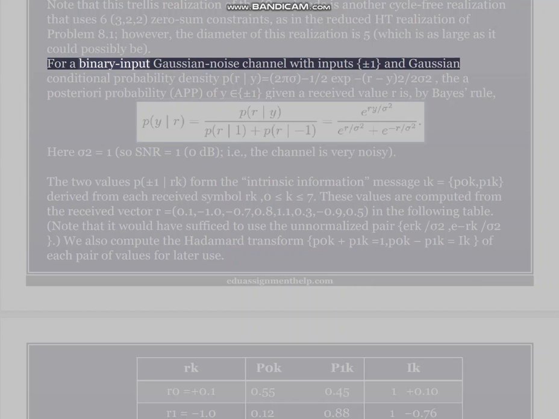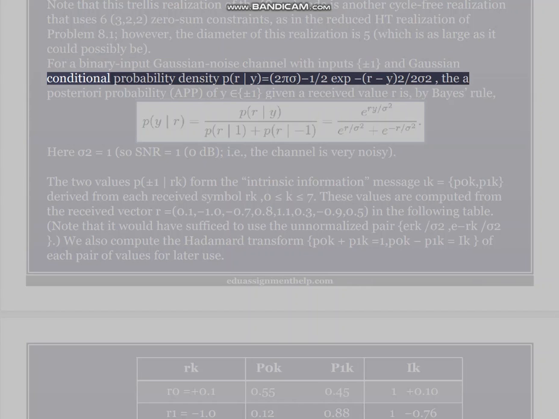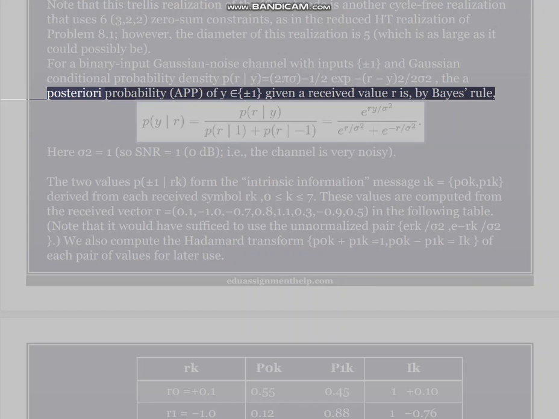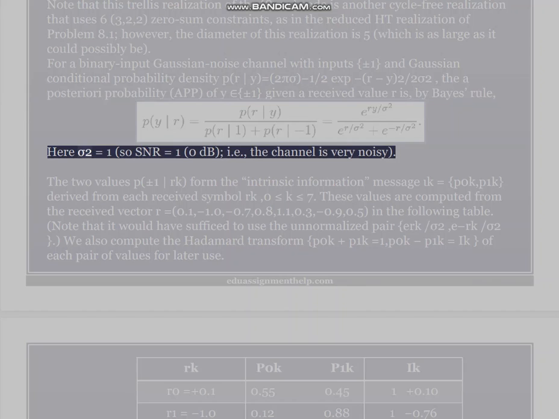For a binary-input Gaussian noise channel with inputs ±1 and Gaussian conditional probability density p(r|y) = (2πσ²)^(-1/2) exp(-(r-y)²/2σ²), the a posteriori probability p(y=±1|r), given a received value r, is, by Bayes' rule, as follows. Here σ² = 1, so SNR = 1 (0 dB), i.e., the channel is very noisy.